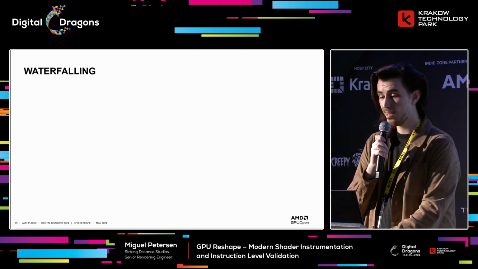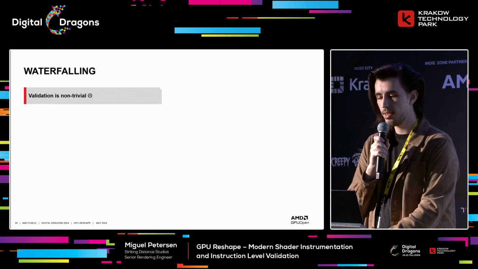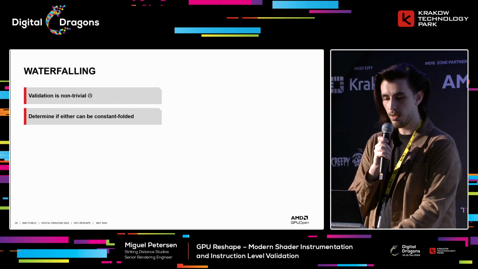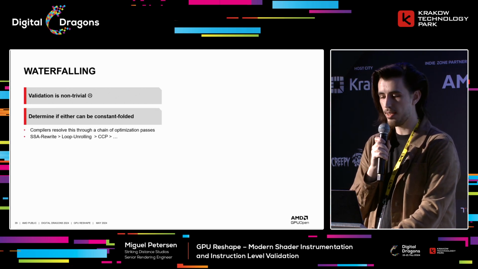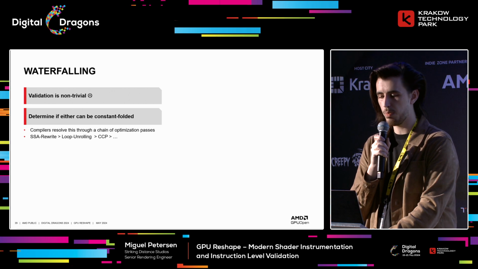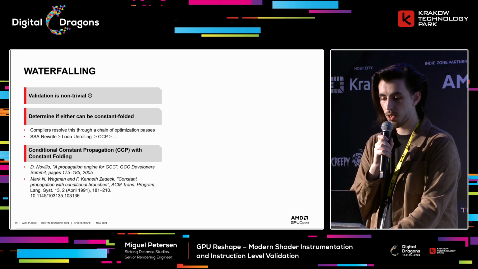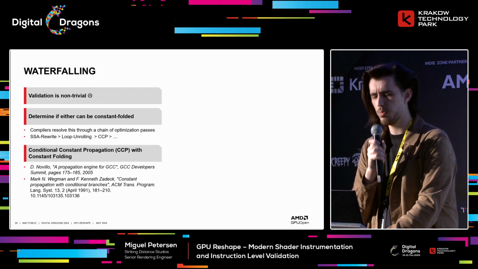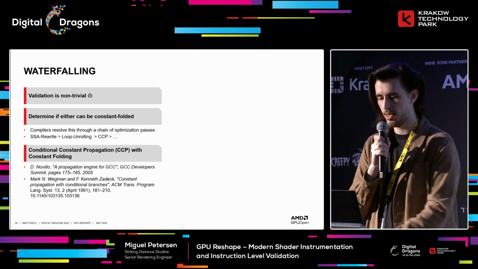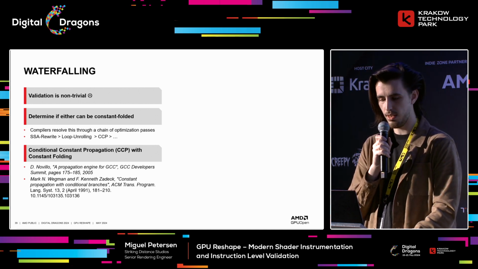Validation, though, is not easy. On the compiler side, this is resolved through a lot of optimization passes, and we want to get as close as possible to it. So we employ what's known as conditional constant propagation, which basically figures out what can be computed at compile time and what value it has. It's a surprisingly not easy topic.